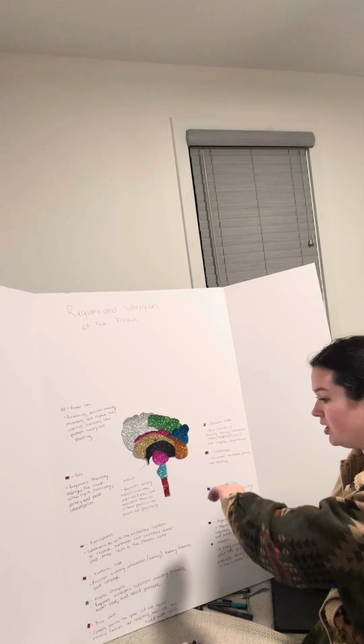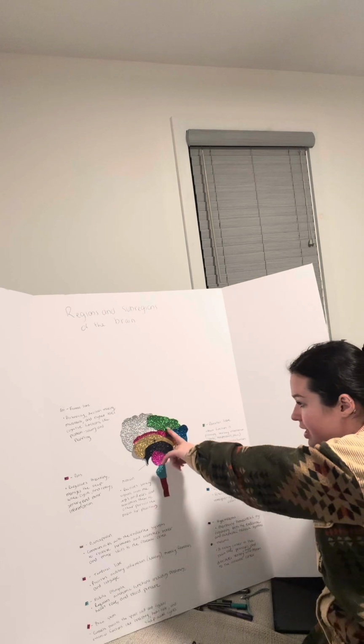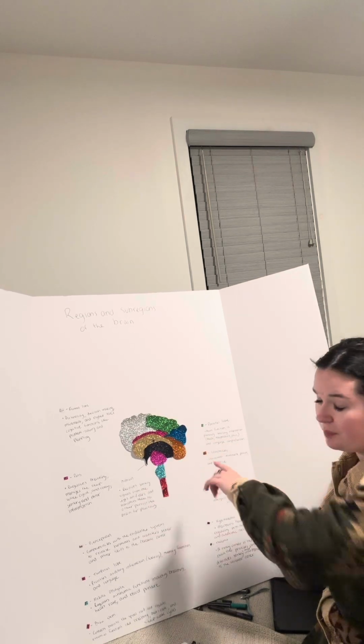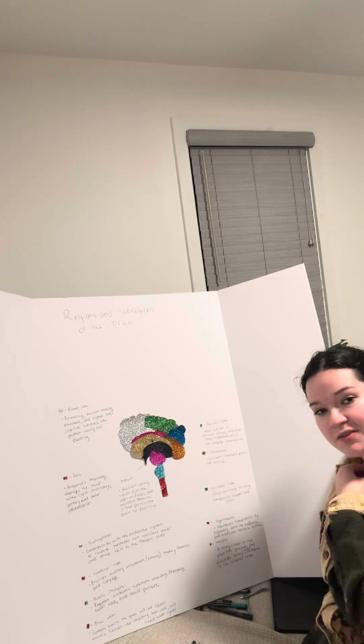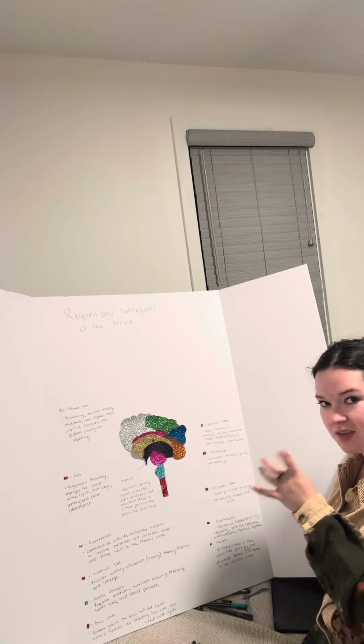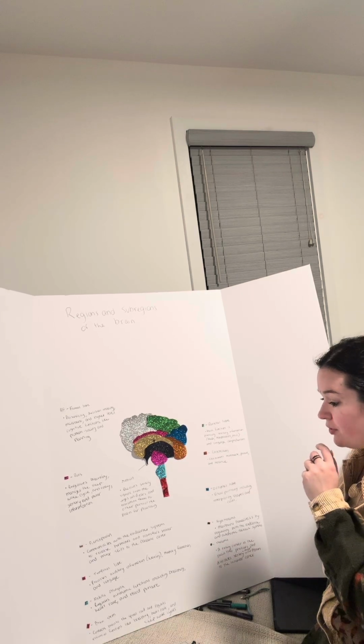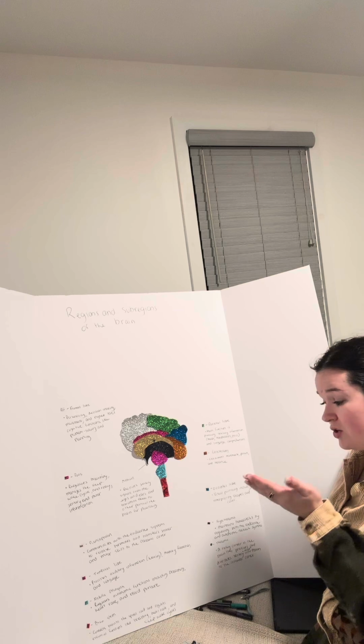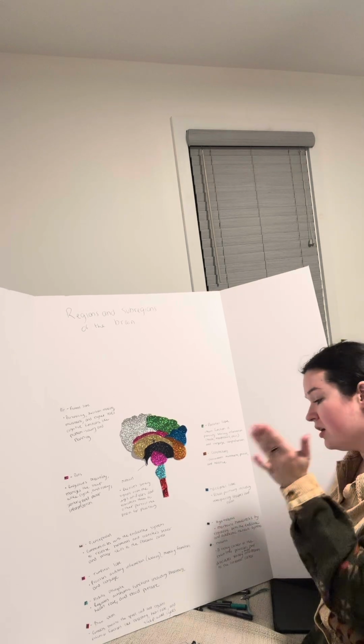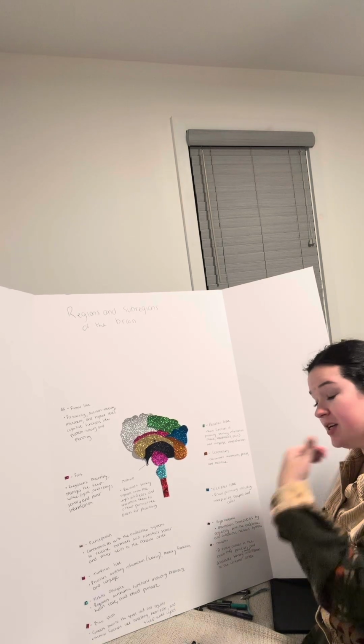And then we have the temporal lobe, which I tried to show right here. But as I said, a lot of the different parts are layered on top of each other, so it was a little hard to show. The temporal lobe processes auditory information, so hearing, and also involves memory formation and language.